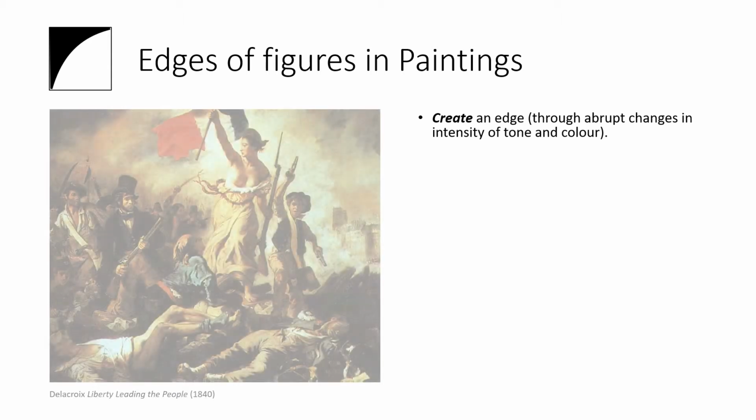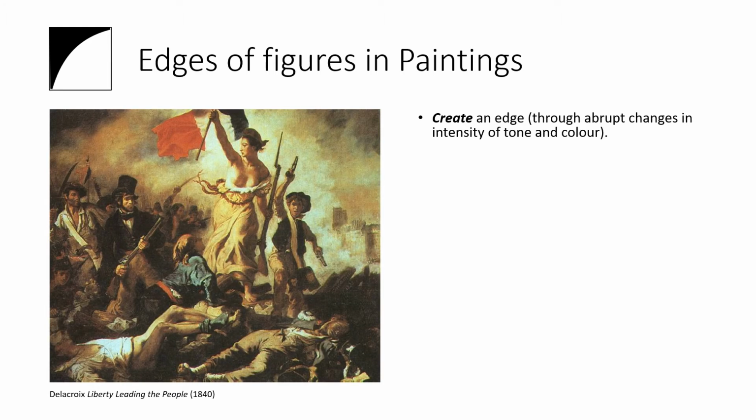Now, here's a painting from just before the period we're concerned with here. If we look at Liberty's right arm, the one holding the flag, we can see that Delacroix has actually created the arm's edge by ensuring that there is an abrupt change in the intensity of tone between her dark shadowed arm and the bright background behind it. That contrast creates an edge.